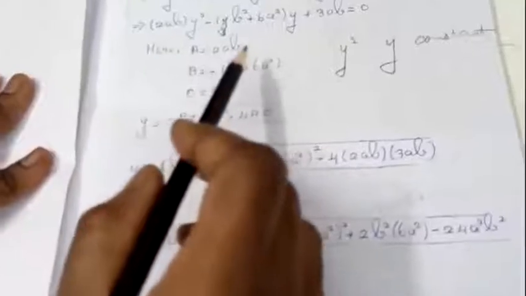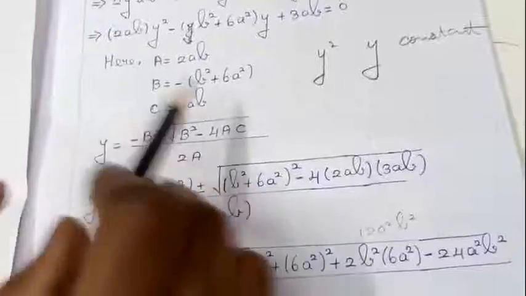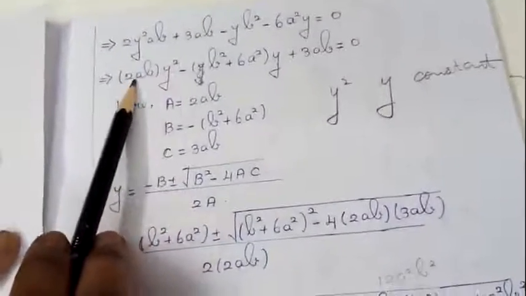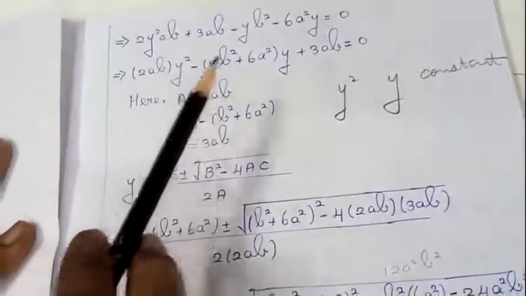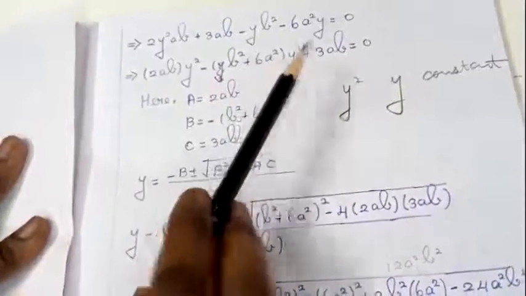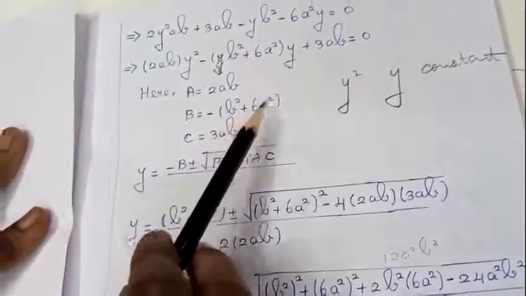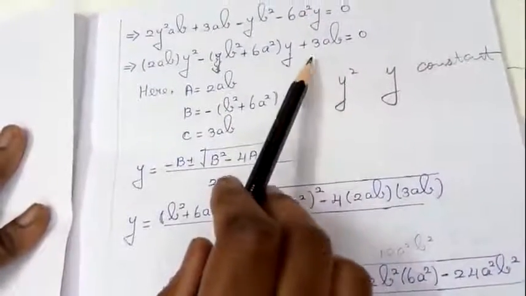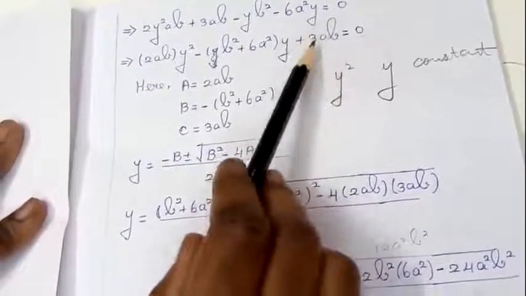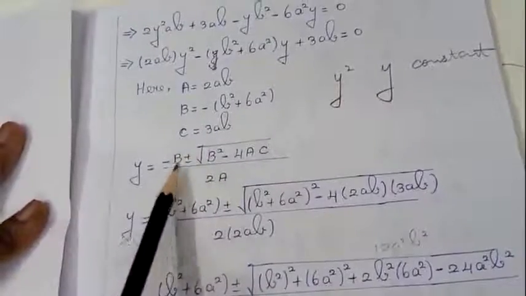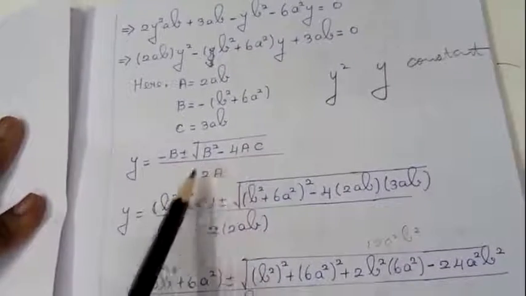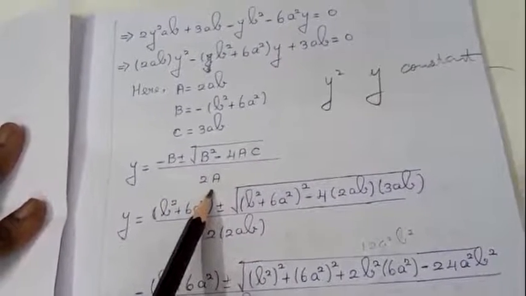If there is a shortcut method shorter than this, you can freely use it. The ABC quadratic formula I am going to use: y equal to minus b plus or minus root of b square minus 4ac by 2a. For y square, the coefficient near y square is called a, 2ab. b, the coefficient of y, is minus b square plus 6a square. c, the coefficient of the constant, that is the constant, 3ab. Minus b plus or minus root of b square minus 4ac by 2a is nothing but the quadratic formula.